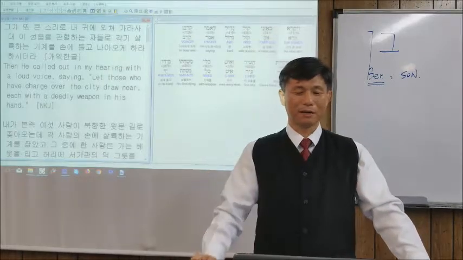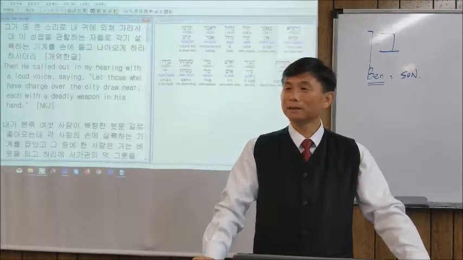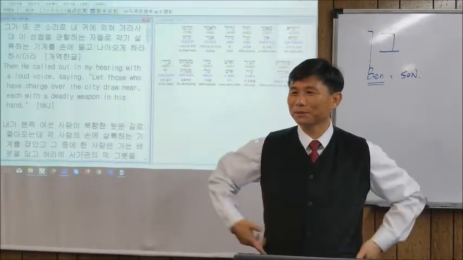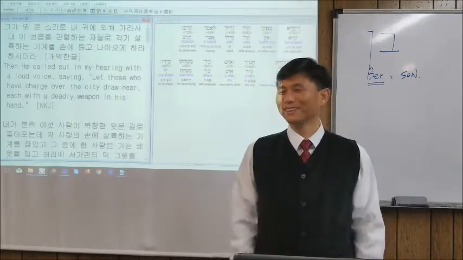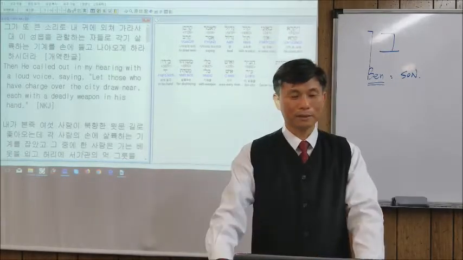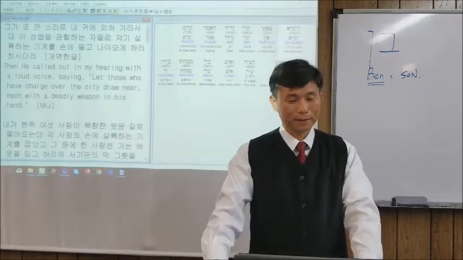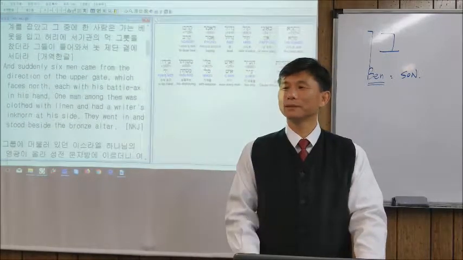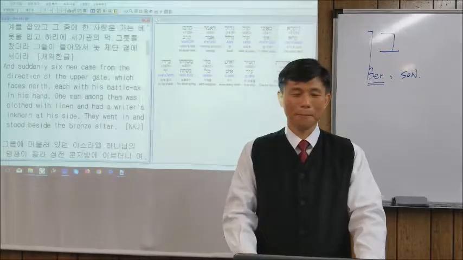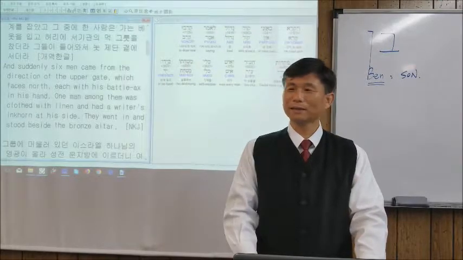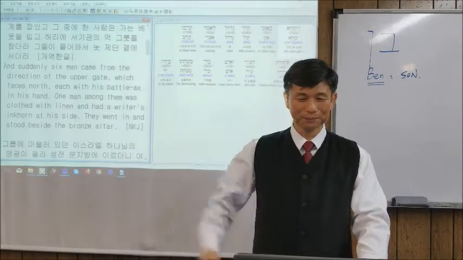Bring them over here, each with what? A deadly weapon in his hand. Obviously, right? A security guard needs to be armed, so they can defend the city, right? So this is talking about Jerusalem here. So Ezekiel 9, okay, and then verse 2. And suddenly, six men came. So God called those people, right? From the direction of the upper gate, which faces north, each with his battle axe in his hand. Those are the deadly weapons, right?